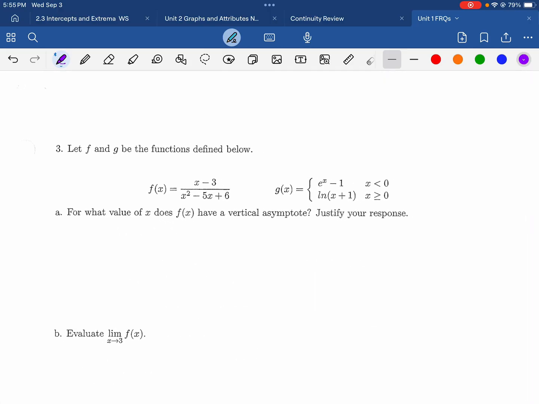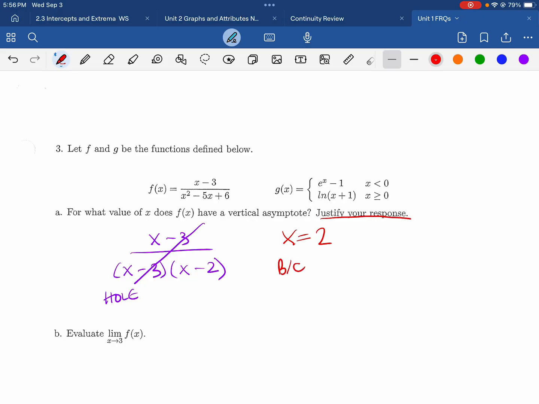Okay, and then my last one, for what values of x does f of x have a vertical asymptote? So I'm going to first factor, oops, not -6, -3, -2. Now this guy right here is a hole because it cancels out. So that's not a vertical asymptote. Your only vertical asymptote is going to be at x equals 2. Justify your response because that's when the denominator equals 0.